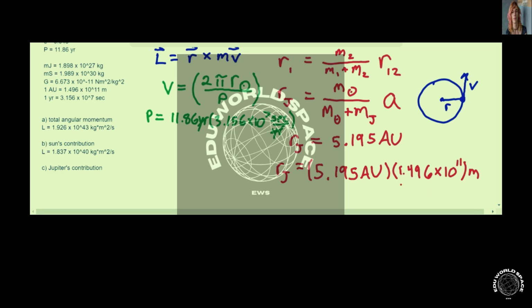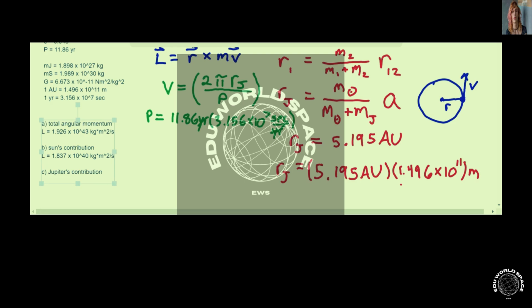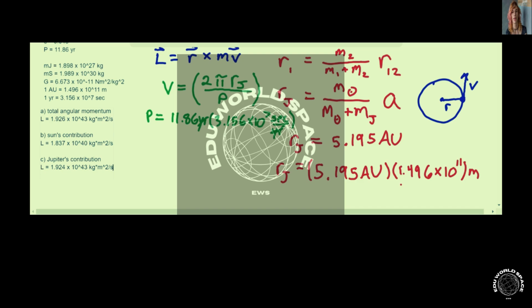We can use this same formula, 2 pi r over the period, but of course, now we're using the new radius of Jupiter instead of the radius of the sun. The period is the same for both, so we can still use that 11.86 years multiplied by the conversion factor to get it into seconds. And once again, we plug it all into our calculator to get our answer for part C, which is right here, 1.924 times 10 to the 43 kilogram meters squared per second. This is Jupiter's contribution to the total angular momentum of the Sun-Jupiter system.